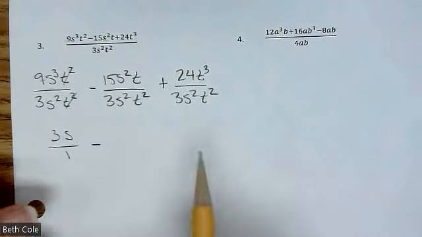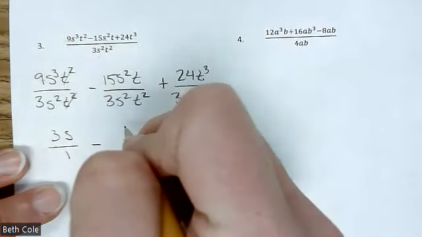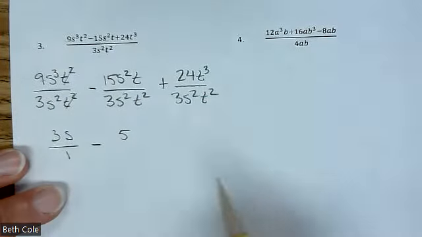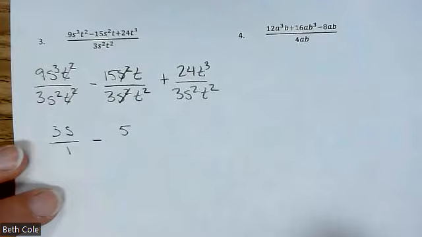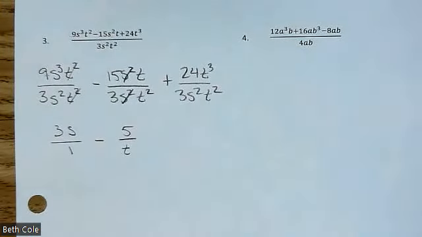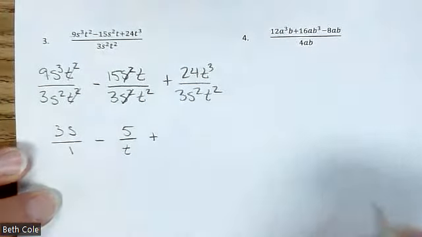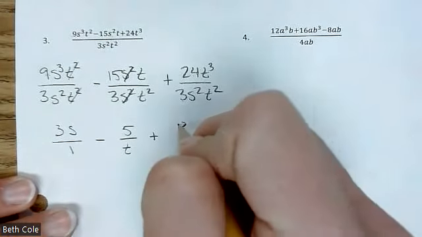Minus, then you're going to do the second one. 15 divided by 3. 5. What happens to the S's? They cancel. And then T's, treat it like a tug of war. Which side wins? The bottom by how much? 1. So T to the first, or just T goes on the bottom. Plus, then you're going to do the last one. 24 divided by 3. 8.